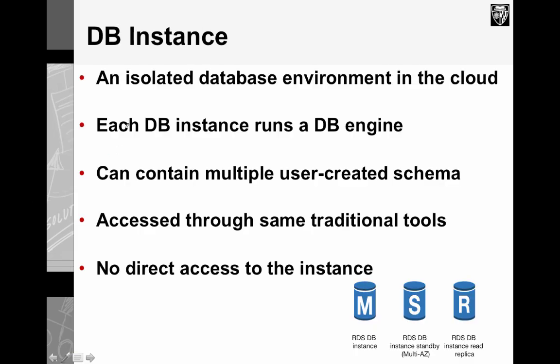DB instance. A DB instance is an isolated database environment in the cloud. This is the instance with which the applications are going to be interacting. This is the actual database. Each database instance runs a database engine. We'll talk more about the engine in the next slide. A database instance can contain multiple user-created schemas. So you may have a database instance called my server, and inside it there may be several schemas, such as my DB1, my DB2, or the name of the database, the name of the project.